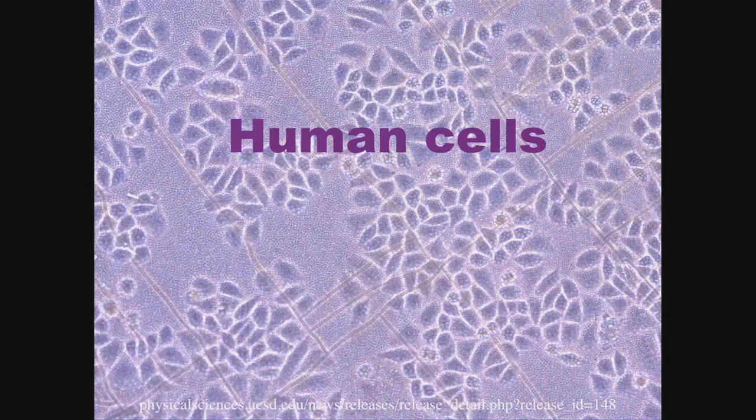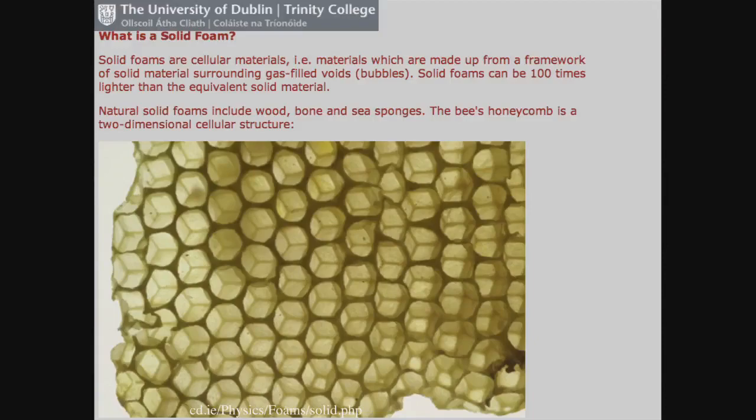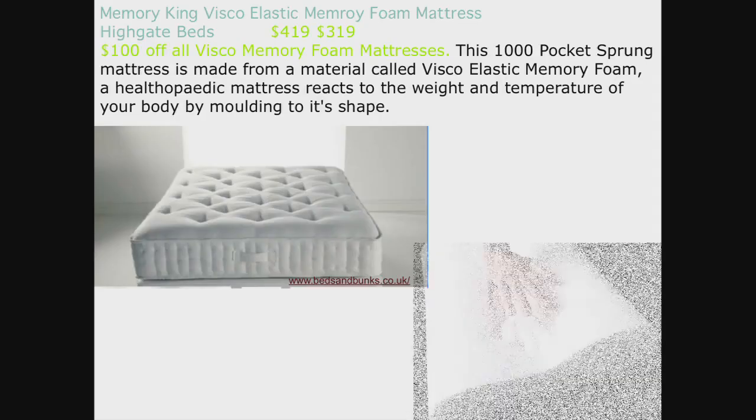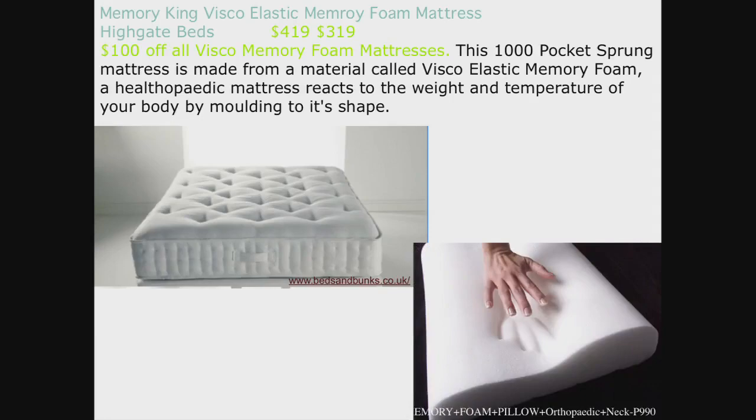There are scientists at Trinity College, Dublin, that study solid foams of cellular materials, like the bee's honeycomb, light and strong, and therefore very good for designing lighter parts of lighter cars and airplanes, strong, comfortable running shoes. Of course, they want to make nice mattresses for us. I have a pillow that's something like that one there.